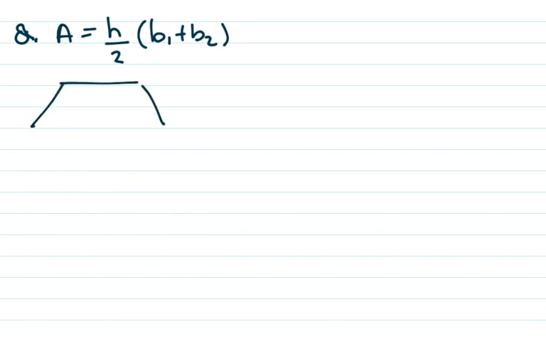So the area of a trapezoid is height over 2 times b1 plus b2. The important thing to note here is that a trapezoid technically has two bases, so the top one is b1 and the bottom one is b2, or vice versa, but they use b1 and b2 because there are two different lengths that the bases are.